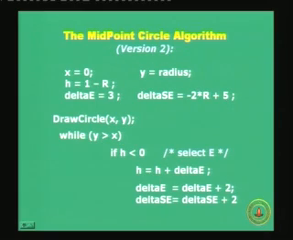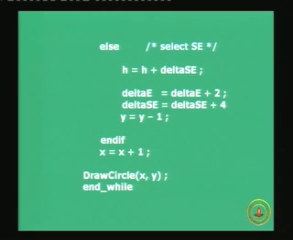These were the initial steps. I repeat again. Then there was a while loop, then an if condition, and if h is negative, select east, increment h, increment first order differences. Else select southeast, increment h by the southeast first order difference, increment the first order differences, decrement y, come out of the if condition, increment x, draw all the points, and keep on doing this as long as you are in the second octant. So this is the algorithm which we have for drawing a circle in version 2.